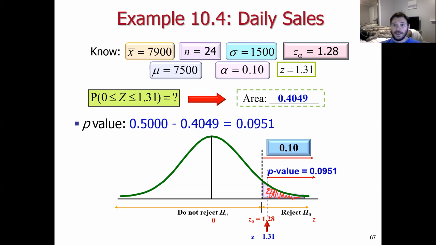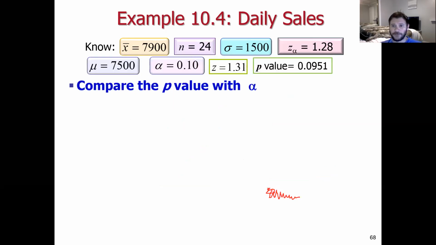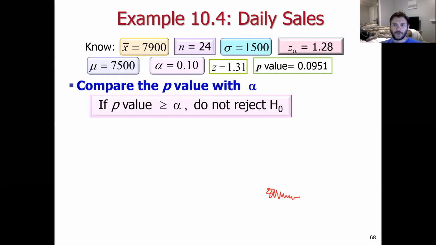Now you'll notice that p-value is smaller than alpha, right? The area that I've shaded in red here is a smaller area than the pink region, which was defined by that alpha level of 10%. So in order to make our conclusion and apply our decision rule, we're going to compare that p-value with alpha. Again, if p is greater than or equal to alpha, we're not able to reject the null hypothesis, because that means we're not in the rejection region.